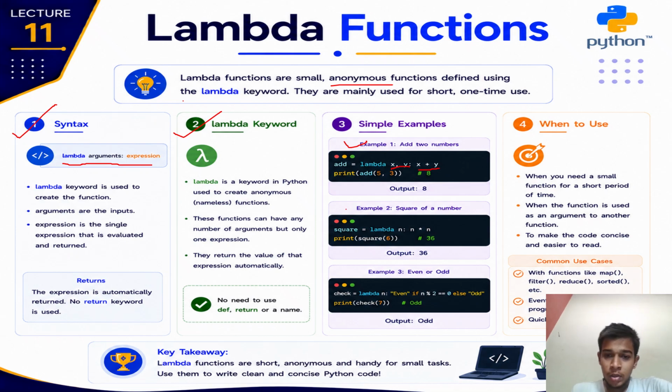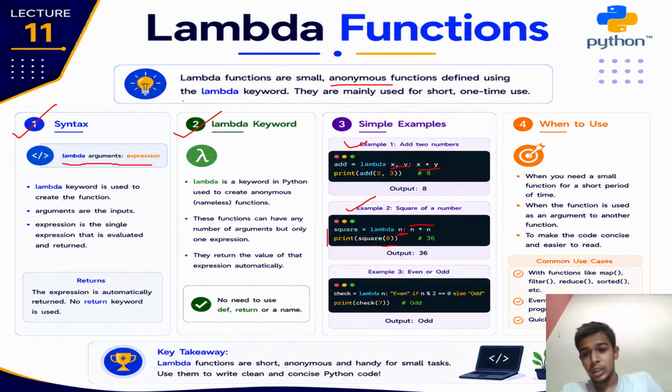Now in the second example, we are going to find the square of a number. See the code. Here the function receives only one number, and then it multiplies the number by itself. Multiplying the number by itself gives the square of the number. So we took 6 here, so the output will be 36.